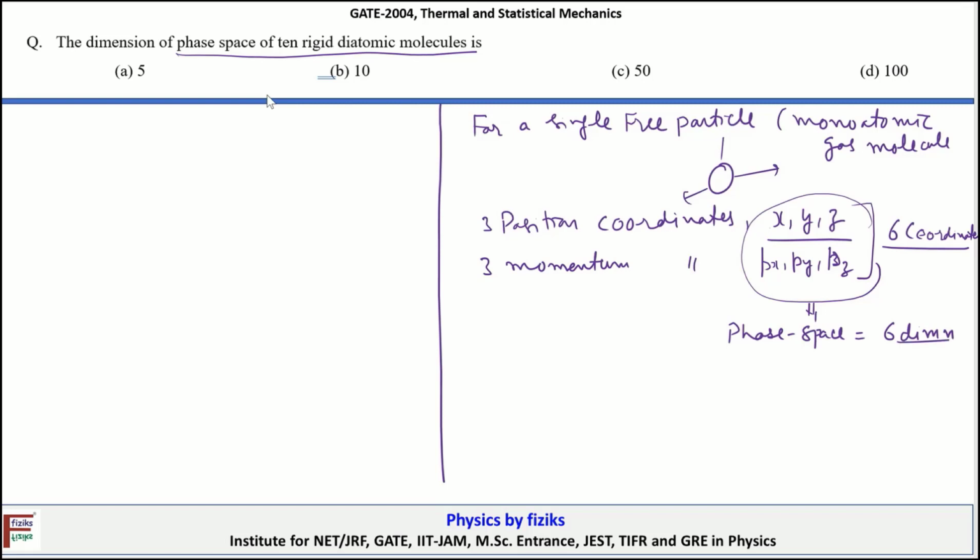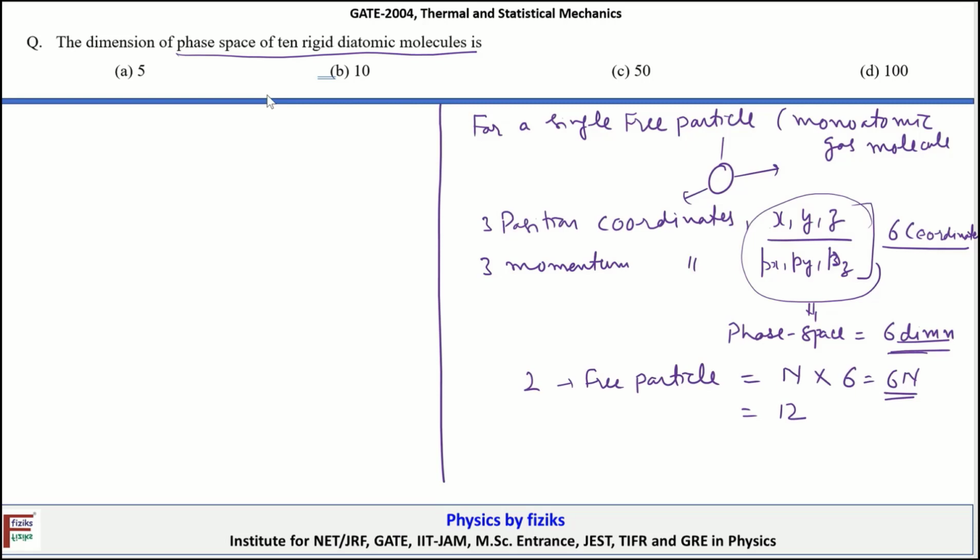Okay, it has 6 dimensions. And when we are having two such free particles, the dimension of the phase space will be the number of particles multiplied by the phase space of one single particle, which is 6, that is 6n dimensional. So for 2 particles the corresponding phase space dimension will be 12.